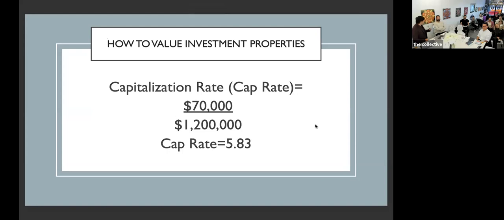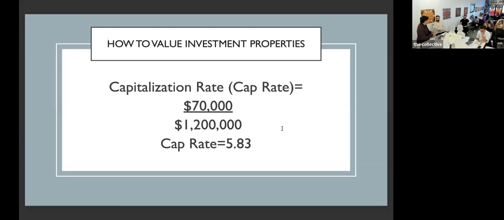Congratulations, you can all do math. 5.83. Okay, now that's a percent. It's the inverse of what we were looking at with the GRM. If you looked at it as 0.0583, right? So this is, quote unquote, a more accurate way. Now I say quote unquote because I know realtors, and how often are we looking at these listings and being sure those expenses are real? You want to confirm what numbers we're looking at.